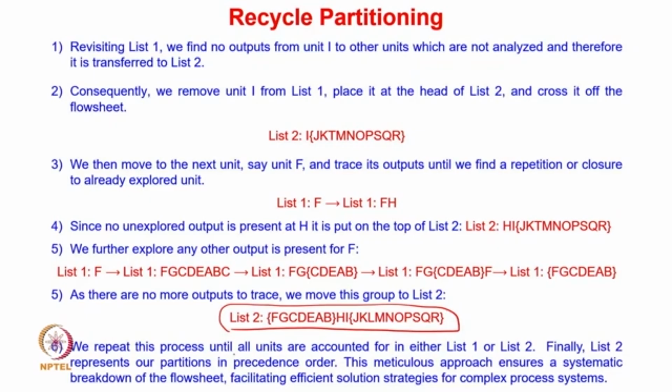So we repeat this process until all units are accounted for in either list 1 or list 2. Finally, list 2 represents our partitions in precedence order. So this is in the precedence order. This is how we have to process our material and energy balance calculations. This meticulous approach ensures the systematic breakdown of the flow sheet, facilitating efficient solution strategies for complex process systems.